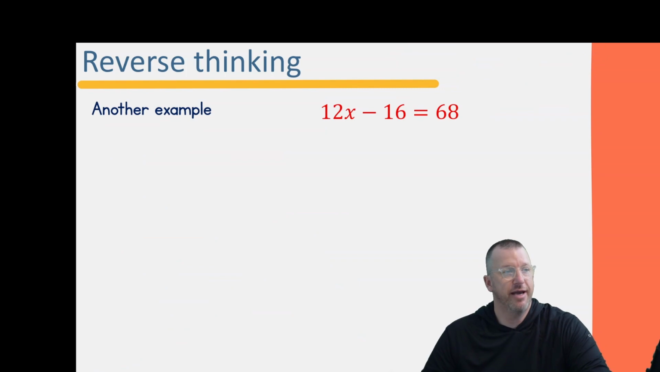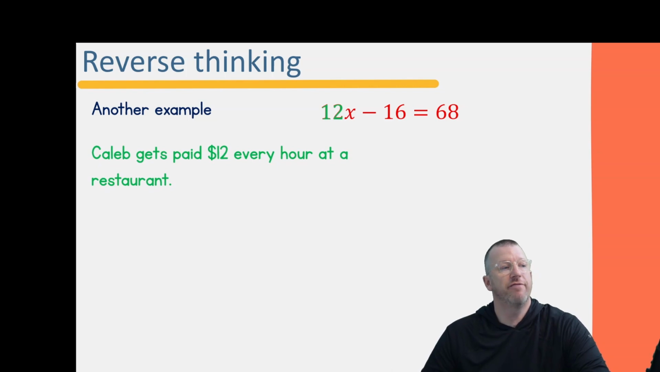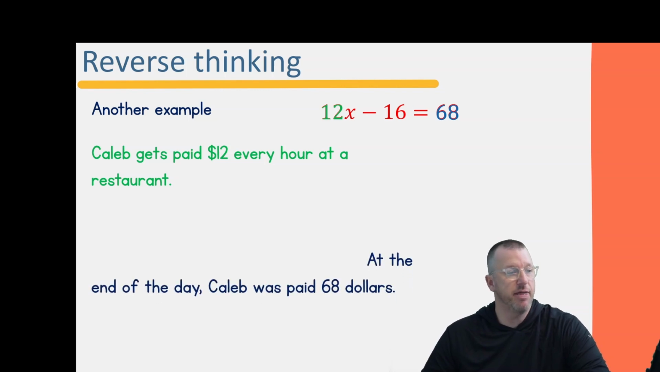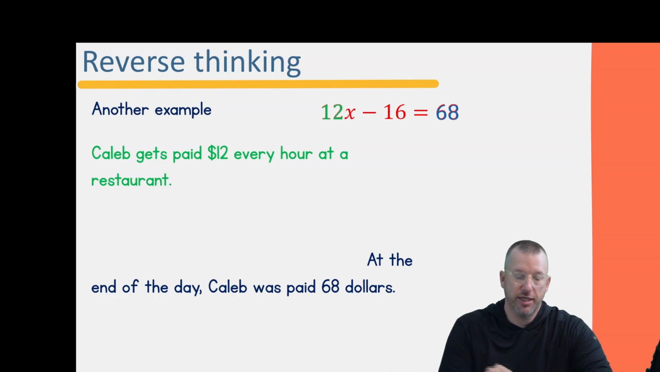Let's try another one. 12x minus 16 equals 68. Well, remember, I told you start with the variable. So this is 12 per something or 12 each. So Caleb gets paid $12 every hour at a restaurant. So $12 per hour or $12 each hour or $12 every hour. Okay? The 68 is the total thing, right? This is the hours or the money, whatever that might be. In this situation, it's going to be money. At the end of the day, Caleb was paid $68. So the restaurant gave him $68 at the end. So he gets paid $12 each hour and he got $68 at the end.